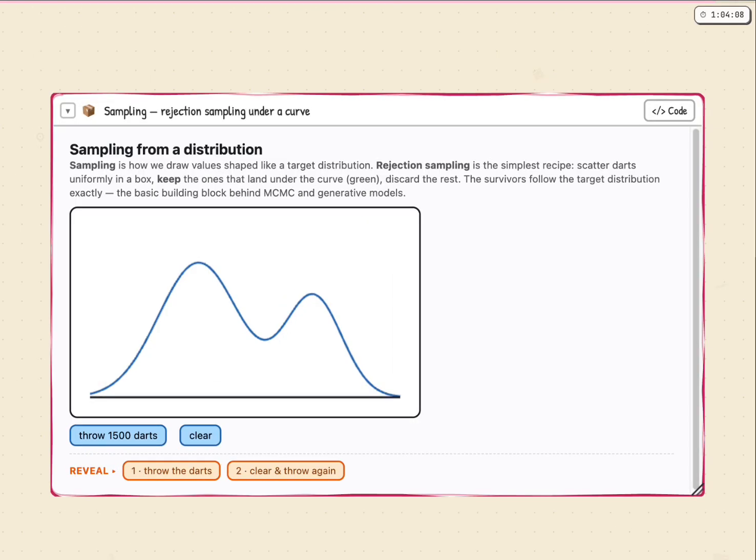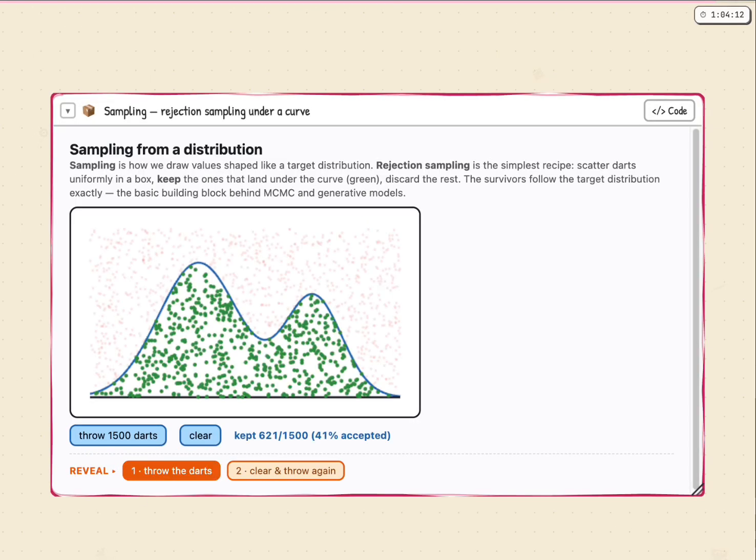I want samples shaped like this curve, so I just scatter darts completely at random inside the box. Then I apply one rule: keep every dart that lands under the curve, the green ones, and throw away every dart above it. That's it. The survivors, the ones that fell under the curve, automatically follow the target distribution with no fancy maths at all.